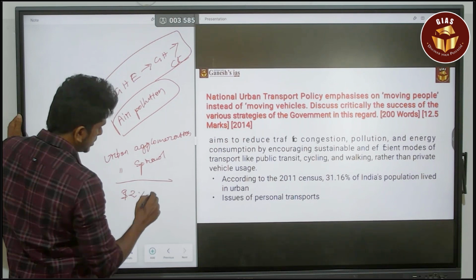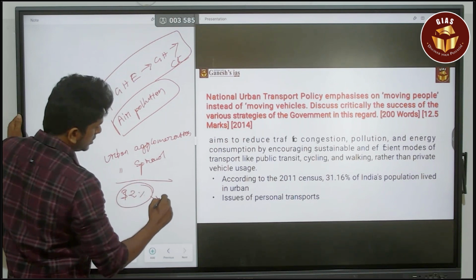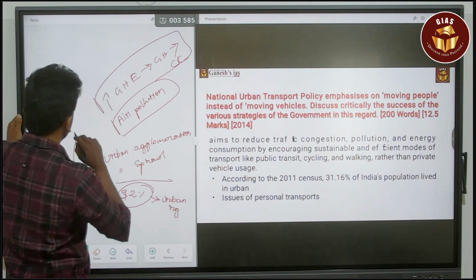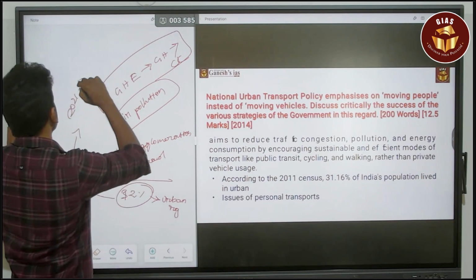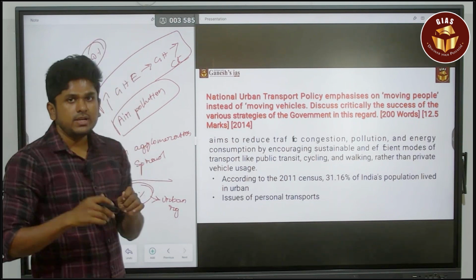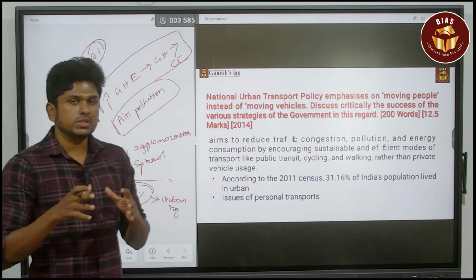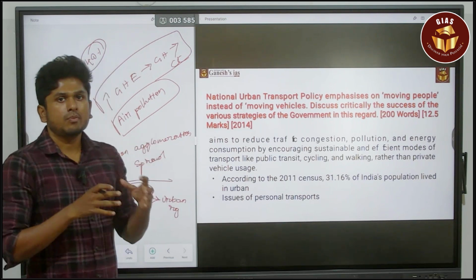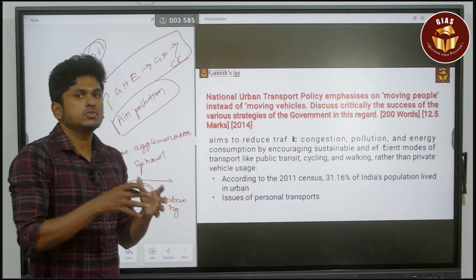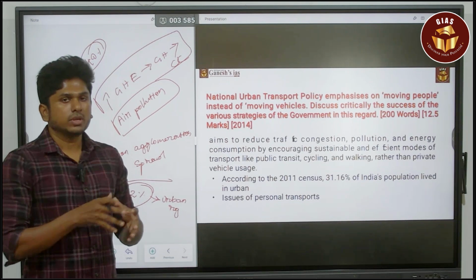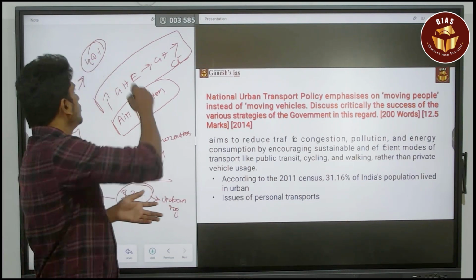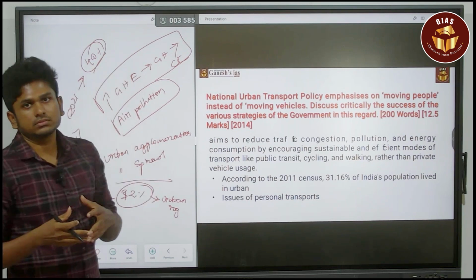32% of India's population is living in urban regions. The forecast is saying that by the 2021 census, it will be around 40%. So 40% of India's population will reside in urban areas by 2021. That is the forecast. We still need to find the Census 2021 data. That is in progress. After they release it, you can know whether it is 40% or more than that.